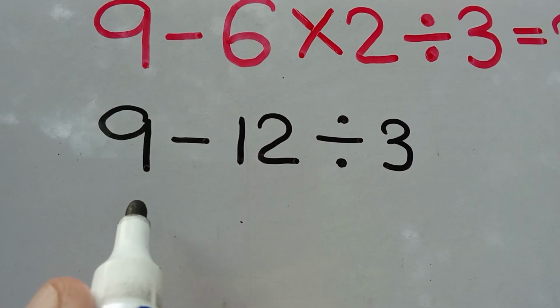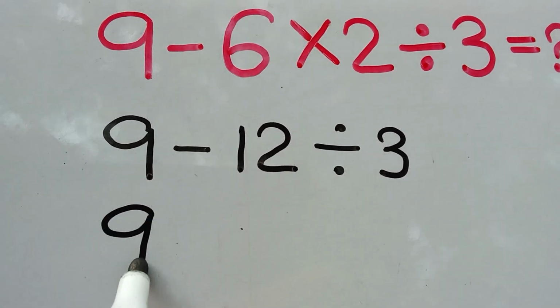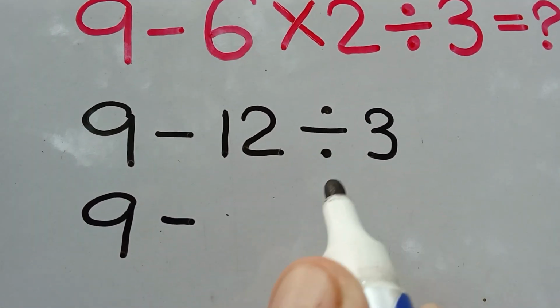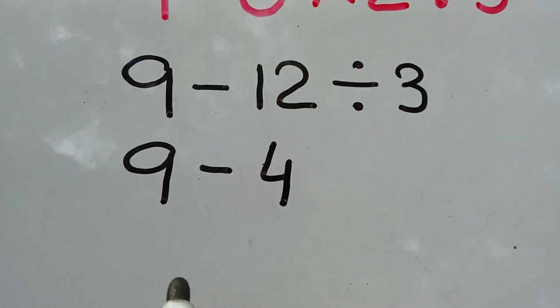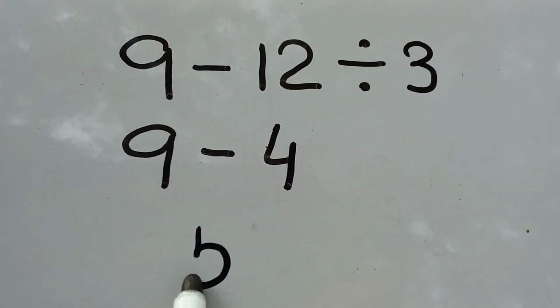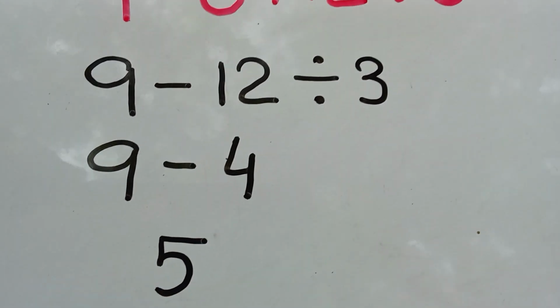So first of all I can solve division. 9 minus 12 divided by 3 equal to 4. Now 9 minus 4 equal to guys 5. This is the final answer of this expression.